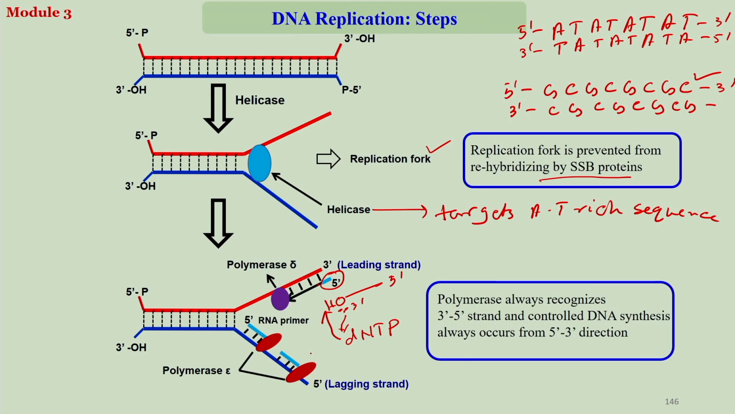and that is why it will go in this direction as shown. On the other hand, if you look at the lagging strand, as I was saying, it cannot go in this direction, it can only happen in the forward process, and that is why you need to have the discrete number of RNA primers. Polymerase always recognizes the 3 prime to 5 prime strand and controlled DNA synthesis always occurs from the 5 prime to 3 prime direction. That is where the new strand would be synthesized, in the direction of 5 prime to 3 prime.